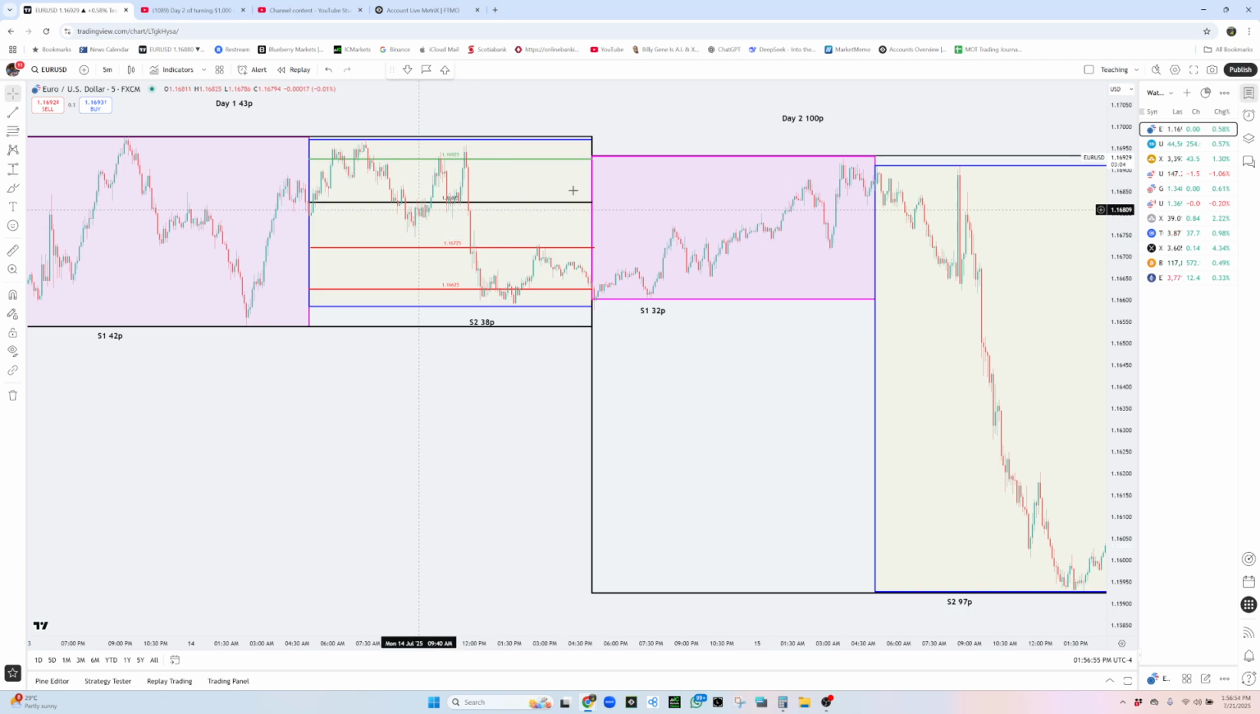So these lines, you can make them fit one session, you can make them fit the entire day, you can make them fit the entire week, so on and so forth. All it is is dividing price over sets of 10 pips each. 10 pips bullish, 10 pips bearish, and it's going to measure how price is moving within the range that you are analyzing at the moment.